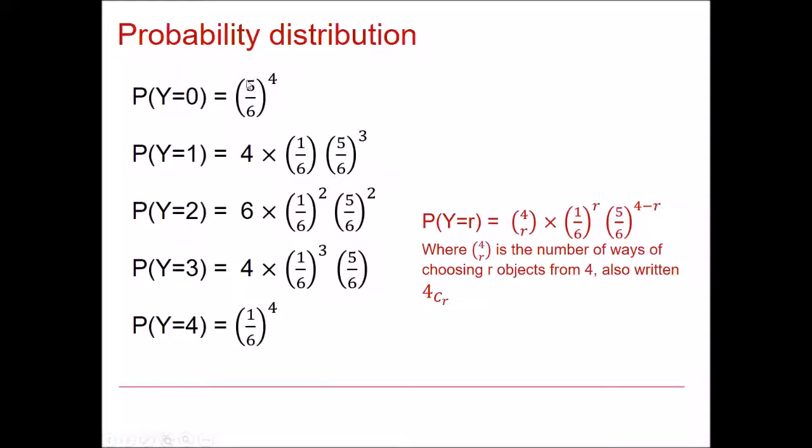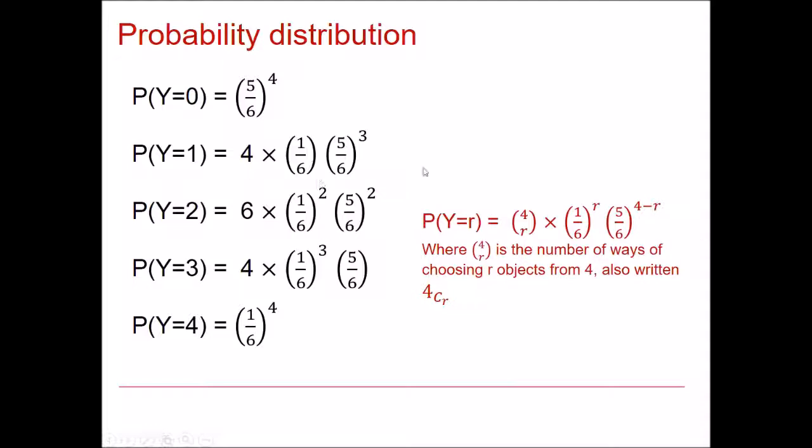So we need to know how many different ways something can happen, multiplied by the probability of success to the power of the number of successes that there are. So here we've got probability of 1/6 and we had 4 successes, times the probability of a fail, which is 5/6 here, to the power of the number of fails.